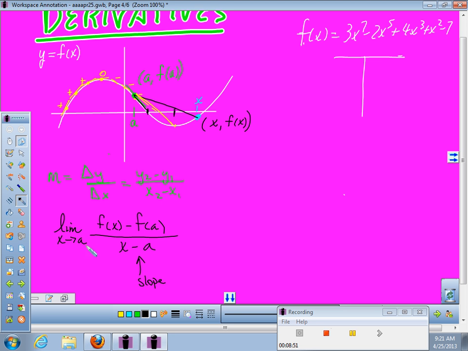Now, I know you're going, who cares about the slope of a tangent line to a curve? You'd be amazed at all the things we can do with these derivatives. It's astronomical.